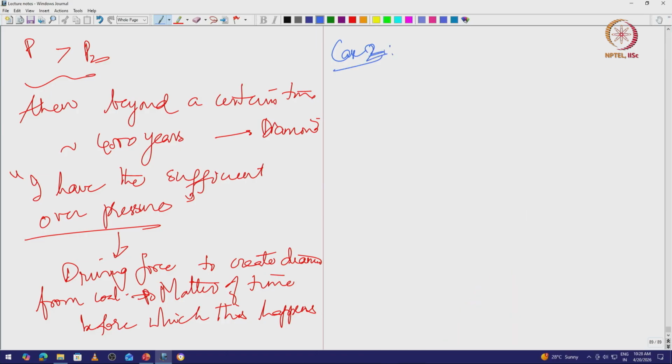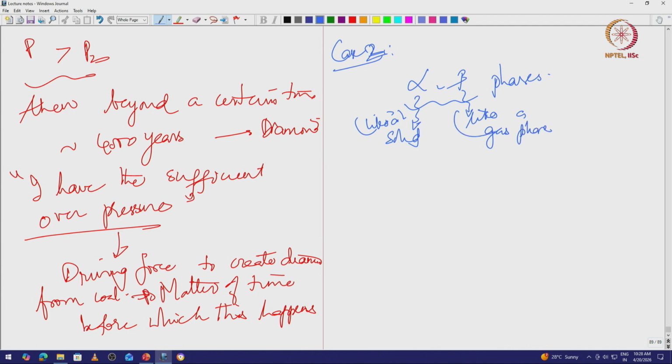Now I have alpha and beta phases again. Alpha is like a solid phase, beta is like a gas phase, or alpha is solid and beta is liquid, something like that. In other words, alpha has lower entropy, since solids have lower entropy than gases, and beta has a higher entropy.